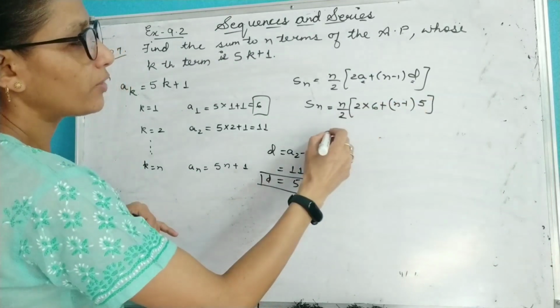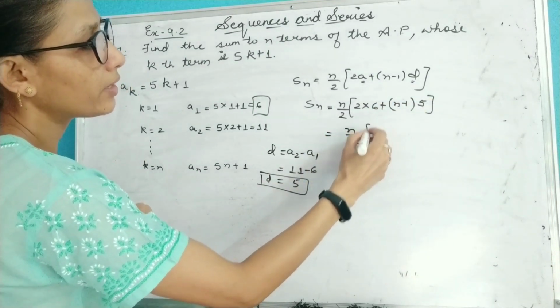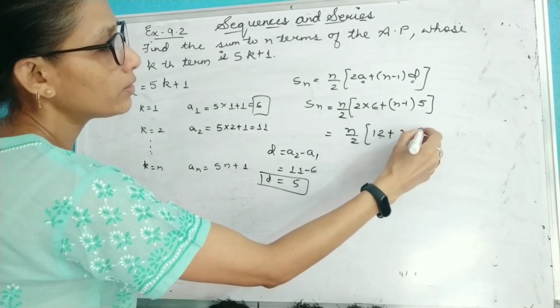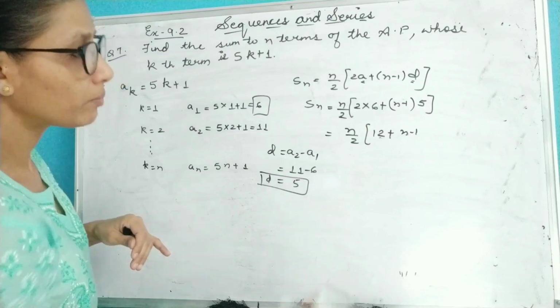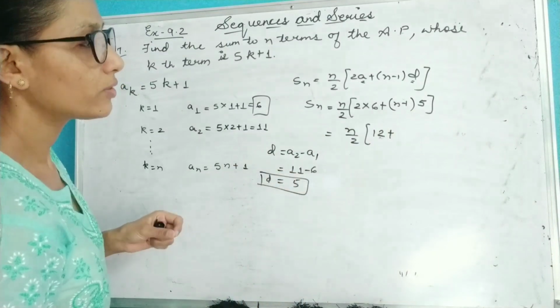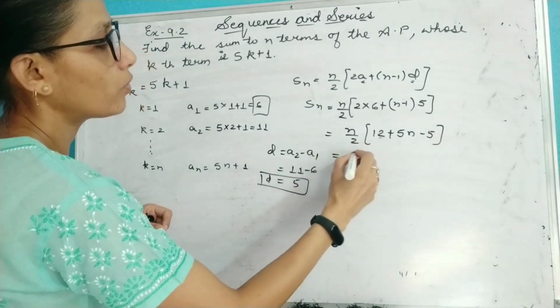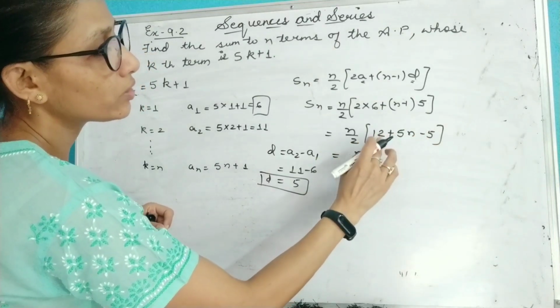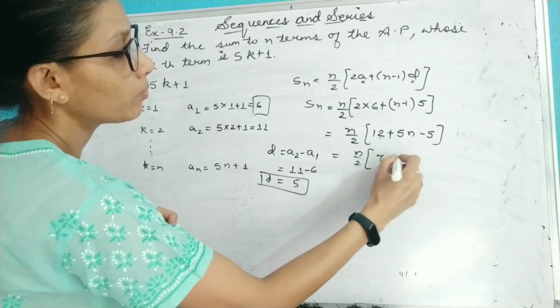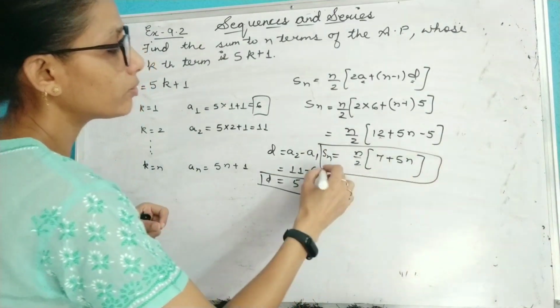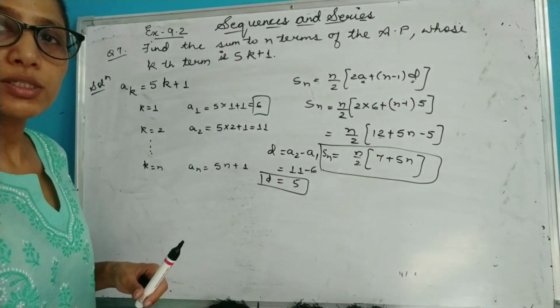So finally I am getting it as n by 2, 12 plus n minus 1, or I can simply multiply this 5, so I will be getting it as 5n minus 5. On simplification, I will be getting 12 minus 5 is 7 plus 5n. So this is the sum of n terms of the given sequence.